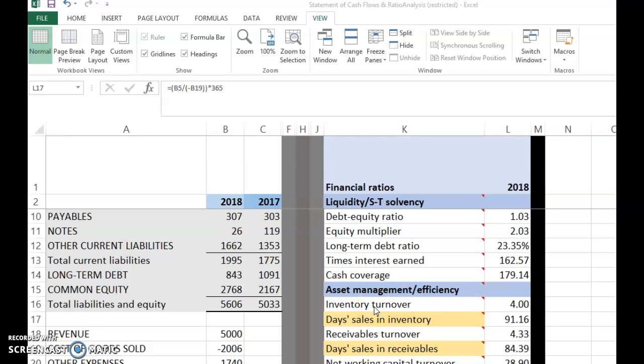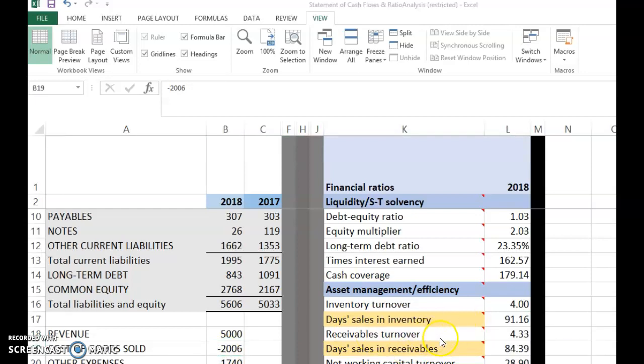Why? Because inventory is normally stated at cost. It's not given at the price at which you sell the inventory. The inventory is stated at the cost of buying the raw material and also the cost of processing the inventory into finished goods. Because the inventory is stated at cost, you need to take the sales value at cost, not at the price. So you don't take sales here, you take the cost of sales, which is 2006.